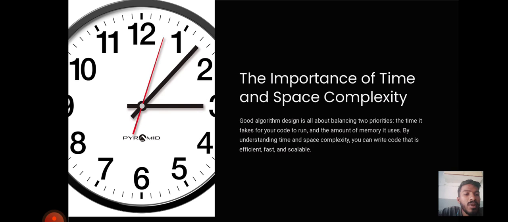The importance of time and space complexity. Good algorithm design is all about balancing the time it takes for your code to run and the amount of memory it uses. By understanding time and space complexity, you can write code that is effective, fast, and scalable.